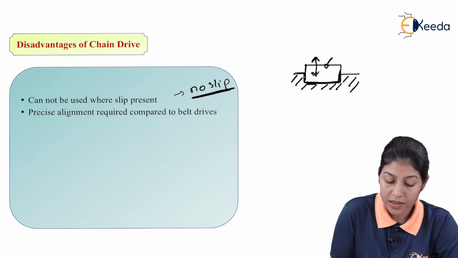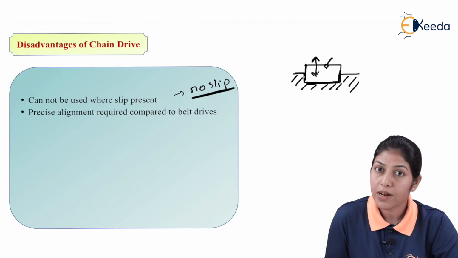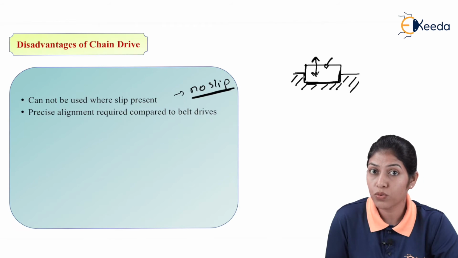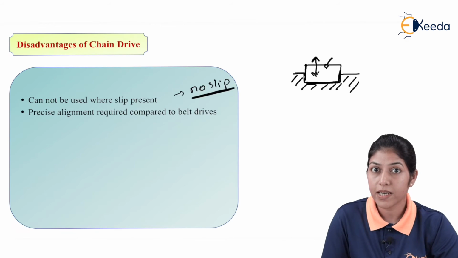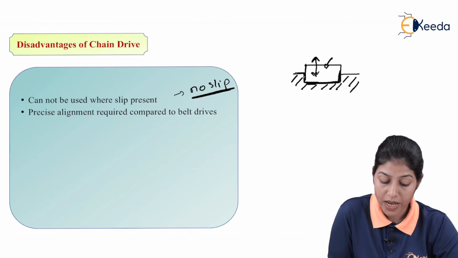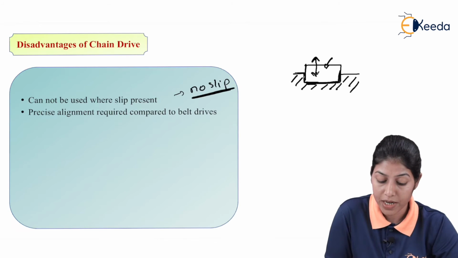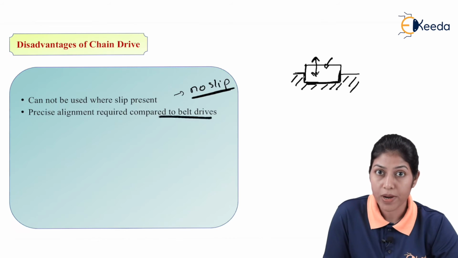But here in this chain drive, the chain is wrapped around the sprocket. Sprocket is a toothed wheel, and here we have to provide a proper recess in the chain to fit into the toothed wheel. That is why we require precise alignment for this chain drive compared to belt drives.